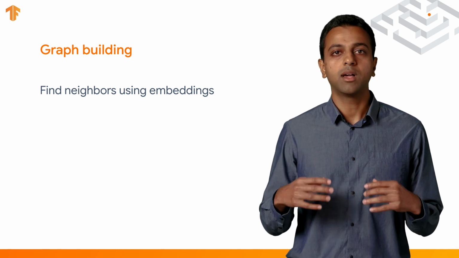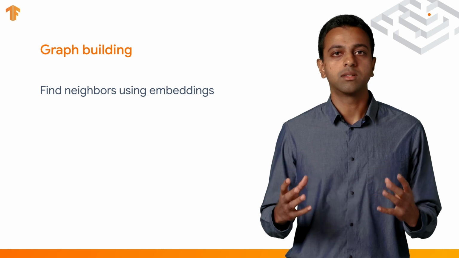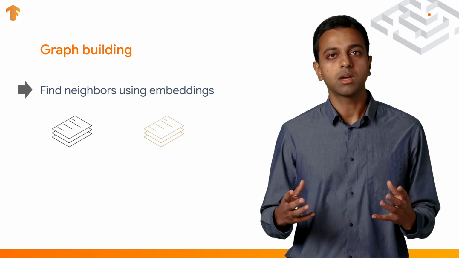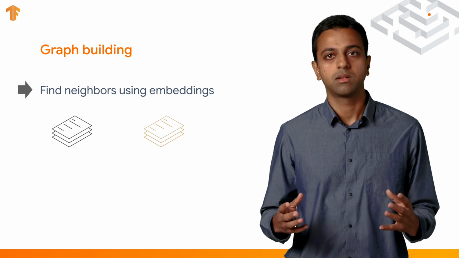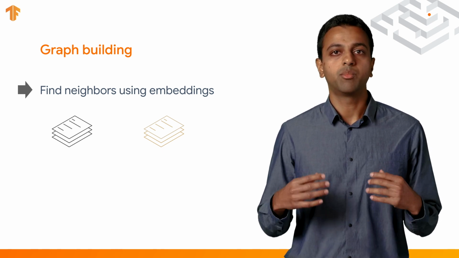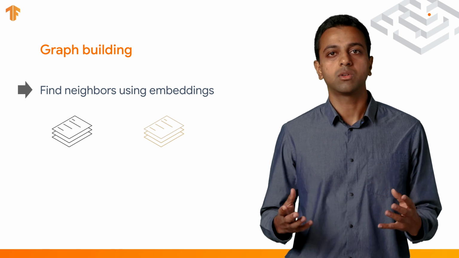In order to define a similarity metric, we need to convert raw instances, whether they are documents, text, or images, to corresponding embeddings or dense representations. We can do this using pre-trained embedding models, such as those on TensorFlow Hub.